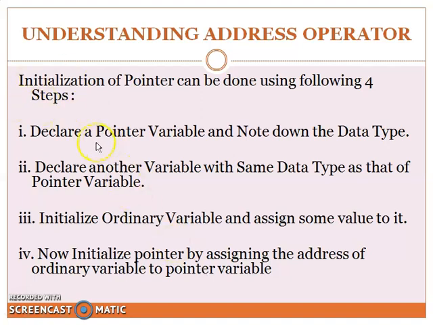The first step, we have to declare one pointer variable with any data type, and the second step, we have to declare one more variable with the same data type as that of the pointer variable. We have to initialize that ordinary variable, assigning some value to it. Now after doing that, we have to initialize the pointer variable by assigning the address of that ordinary variable to the pointer variable.